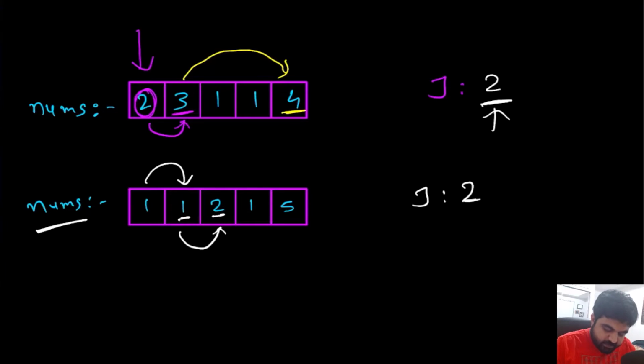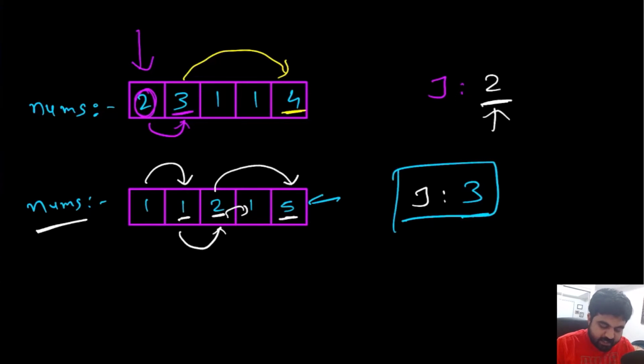Now from this 2 we have 2 options. Either we can take 1 jump and reach over here, but that is not the most optimal way. The most optimal way is we take a jump of 2 steps and reach directly this end point. So basically the answer in this case is going to be 3, that we need a minimum of 3 jumps to reach this last position, and in the previous case we need a minimum of 2 jumps to reach the last position.